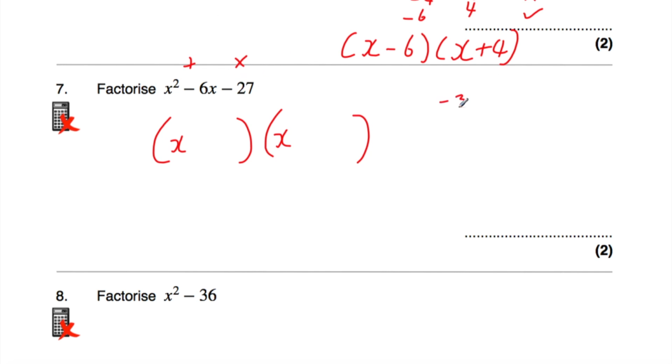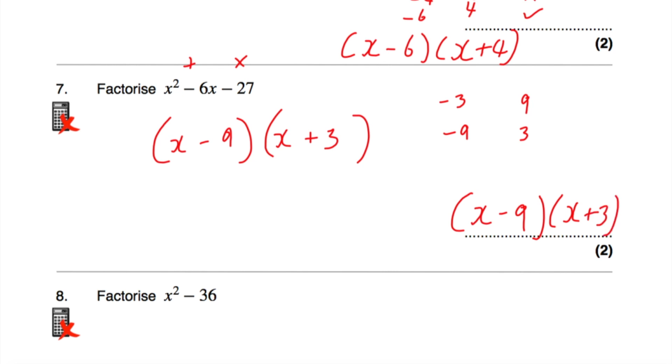So let's try minus 3 and 9. Well, minus 3 times 9 is minus 27, fantastic, but minus 3 plus 9 is 6. Well, actually, let's change those around. Let's try minus 9 and 3. Minus 9 times 3 would be minus 27. Fantastic. And minus 9 plus 3 would be minus 6. So that means our brackets would be x minus 9 and x plus 3. And that's it. So if we were asked to factorize x squared minus 6x minus 27, the answer would be x minus 9, x plus 3.